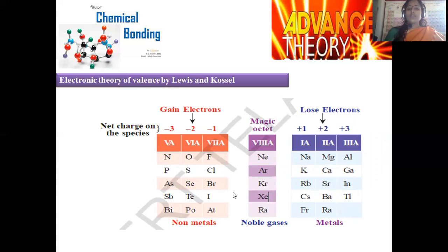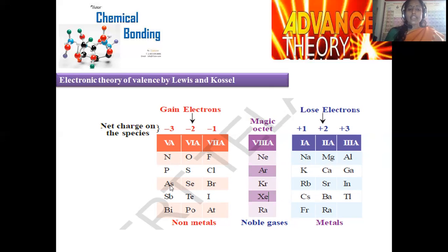Now we are categorizing all the elements based on their valency, otherwise electron gaining or losing tendency, right? What is the general tendency of non-metals? Non-metals have a general tendency to gain electrons, metals have a general tendency of losing electrons, and noble gases neither lose nor gain electrons. They are neutral. Noble gases will not participate in any electronic transition. That means electron loss or gain will not be there with these noble gas elements.